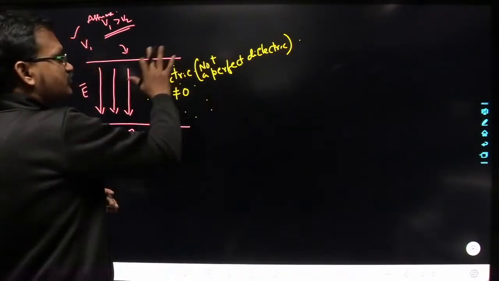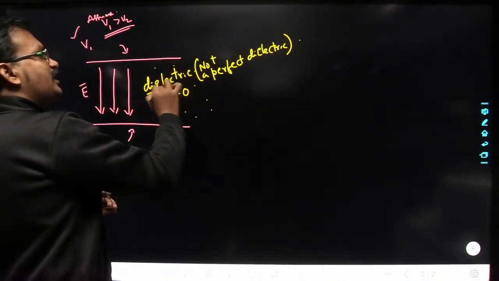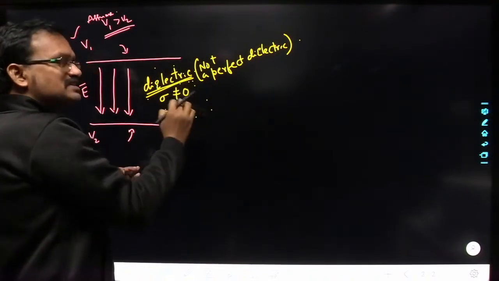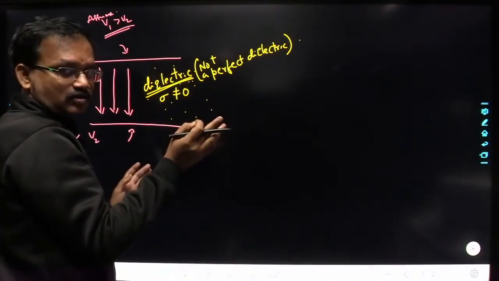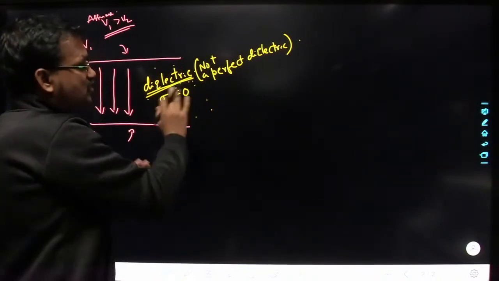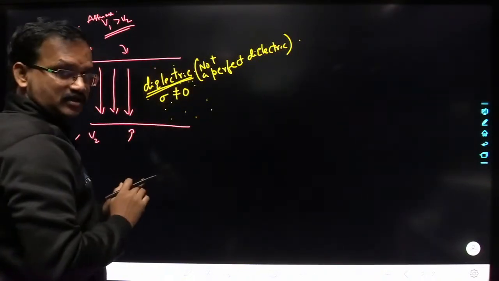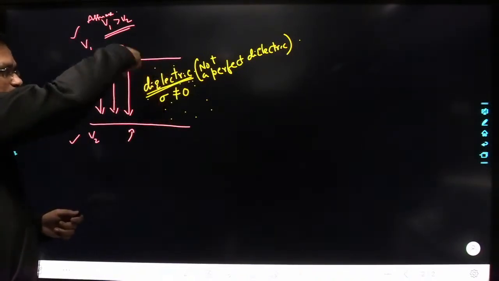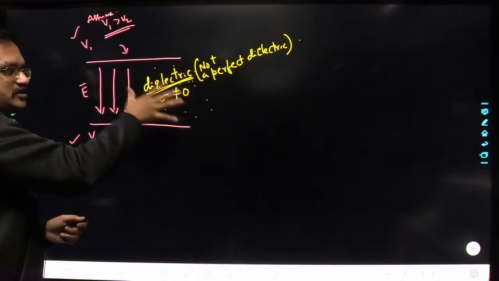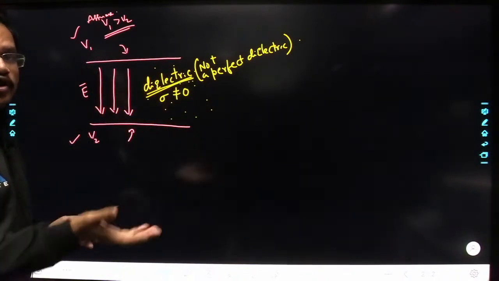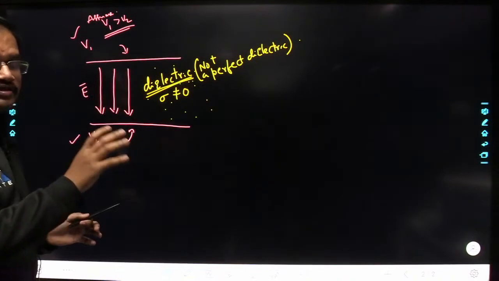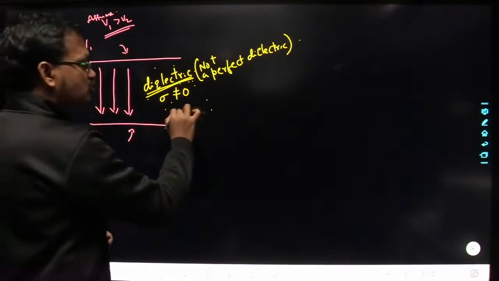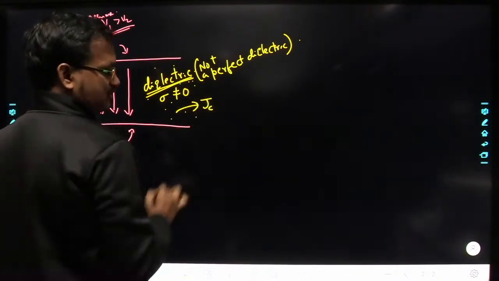Understood? Which nature of the medium is going to dominate in this region? The dielectric nature of the medium is going to dominate, but it has some conductivity which is very small. It is not equal to 0, so some free charge carriers are present. Because of the electric field here, these free charge carriers will start moving, and if they move, they contribute to conduction currents.